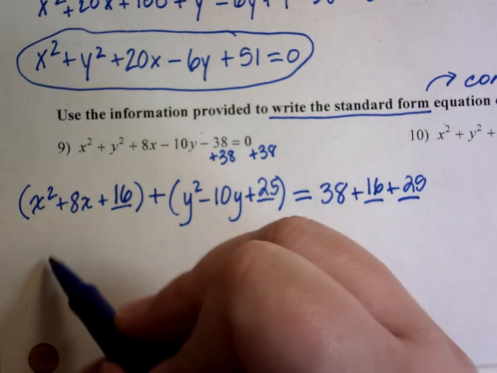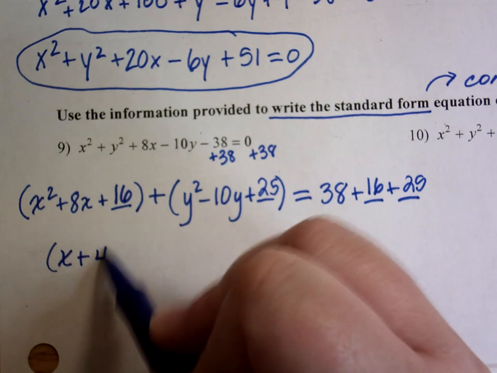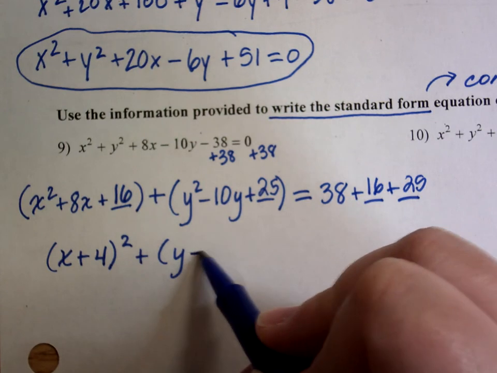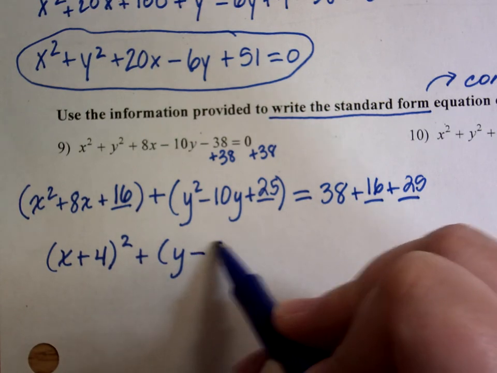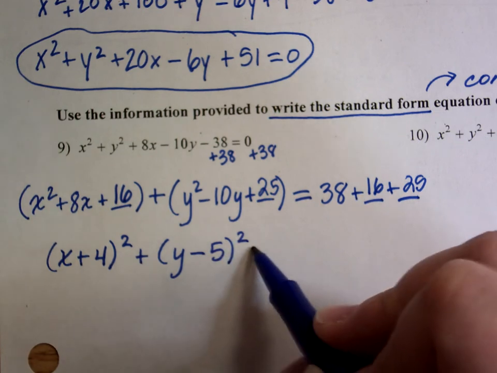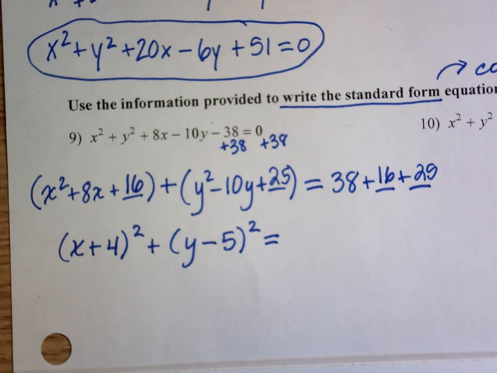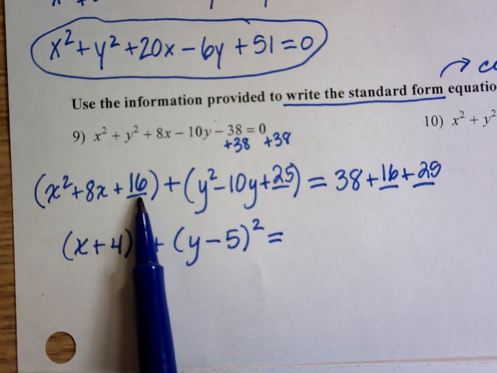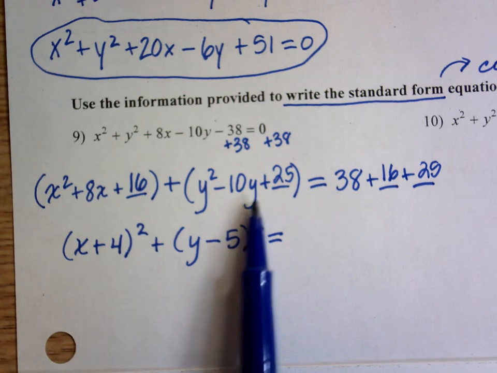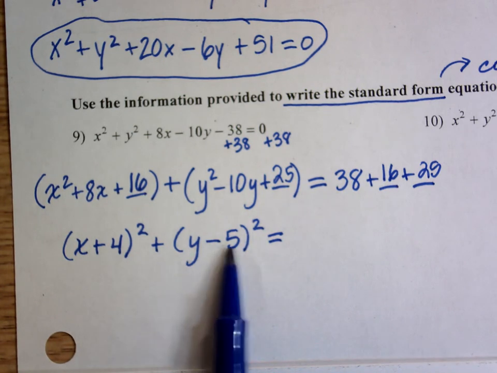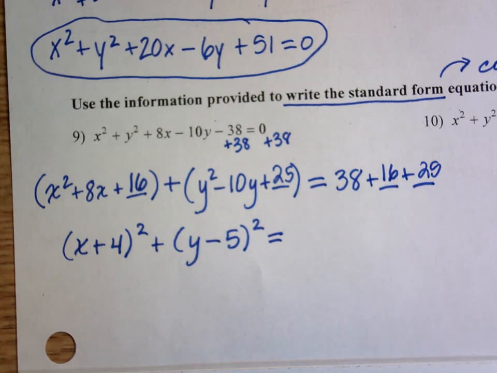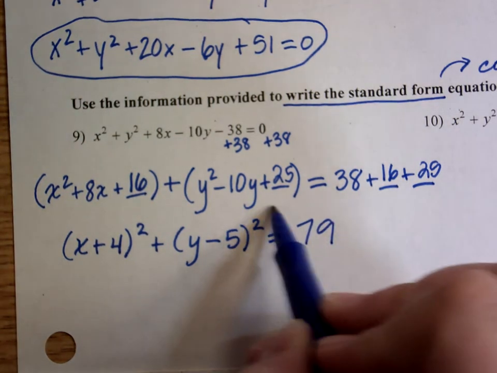If you put it in your calculator and your calculator tells you differently, it's because you put it in your calculator incorrectly. If I want to square negative 5, I have to put it in parentheses before I square it. So this factors as x plus 4 squared, because 2 numbers that multiply to give me 16 and add to give me 8 are 4 and 4. This factors as y minus 5 squared. 38 plus 16 plus 25. Let's see, 16 plus 25 is 41, plus 38 is 79, I believe. That's my answer.